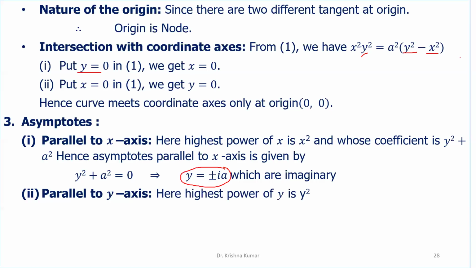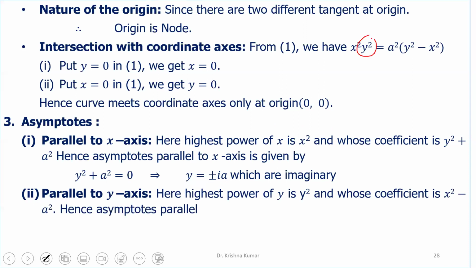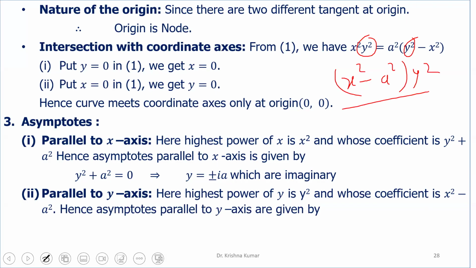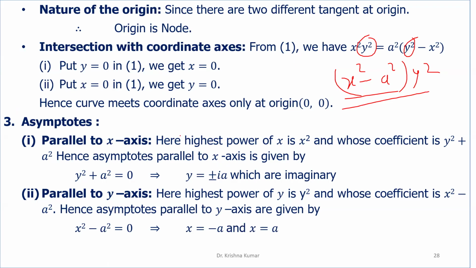So here the highest power of y is 2. Now we are able to check over here. Highest power of y is y square. So if we write down the coefficient of y square, it is x square minus a square into y square. So this x square minus a square is the coefficient for y square. Let us try to equate it to 0. We are getting x equal to plus a and x equal to minus a.